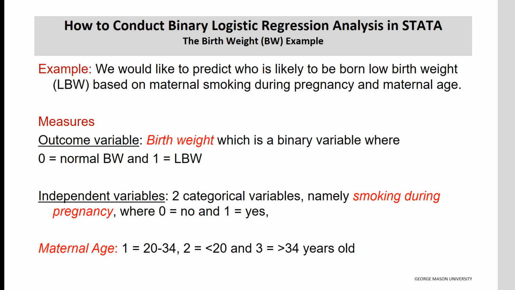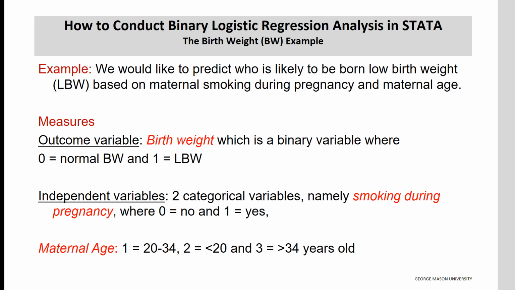We also have two independent variables, and both are categorical, namely smoking during pregnancy, where 0 is no and 1 is yes, and maternal age, which consists of three groups. 1 stands for women whose age is between 20 and 34 years old. Then 2 includes those who are less than 20 years old. And 3 includes women older than 34 years old.